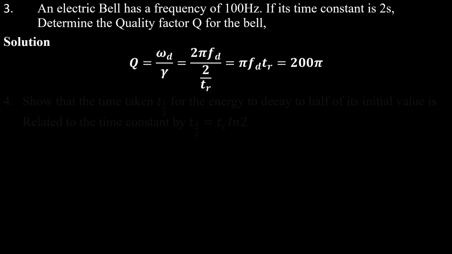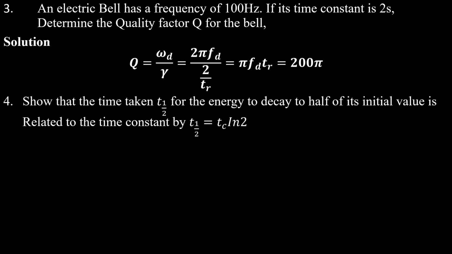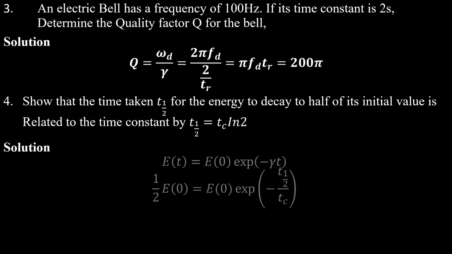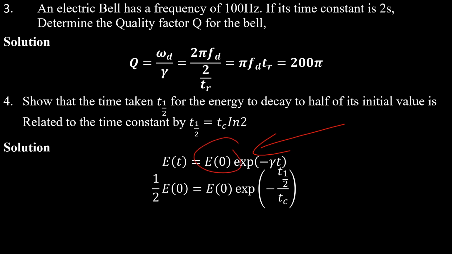Moving on to number 4, we have to show this relationship. Before we can show this relationship, we first of all need to know our formula for our energy, and this is our formula for our energy. This is our initial energy at t equals 0. So we have to find the time taken, which is t half, for the energy to decay to half. It means finding the time for e of t, the energy at time t, to become 1 over 2 e of 0. So in place of e of t, we substitute half e of 0.